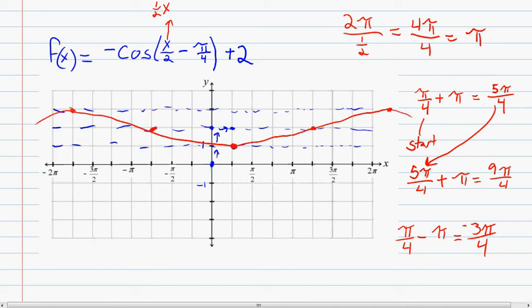We figure out our start, we figure out our amplitude, and we mark out our middle, our max, and our min. And then we figure out our period, and then we kind of go from there. So I hope this helps, and good luck on your homework.